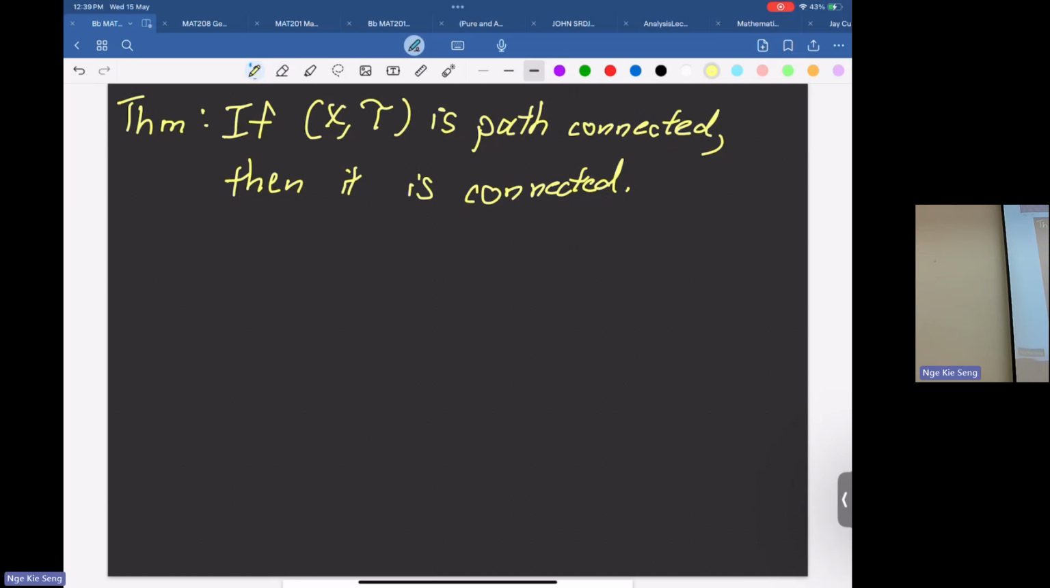What did I say? It could be connected but not path connected. You cannot separate it by open sets, but you also cannot join two points using a path. Okay, the other direction is wrong. Only one direction works. So if it is path connected, then it has to be connected. So how to prove this?